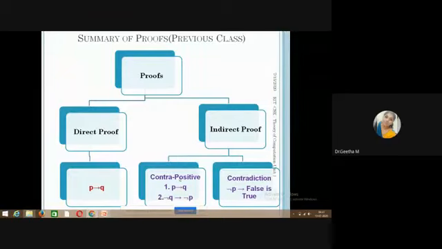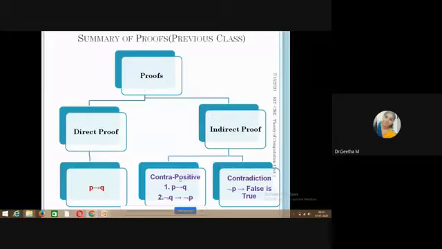Under contrapositive, there are two statements, P and Q, but you assume that the negation of Q is true. Then using that statement, you want to prove that the negation of P is true. This is logically equal to the first statement: if P is true, then Q is also true. So this is the form of contrapositive.